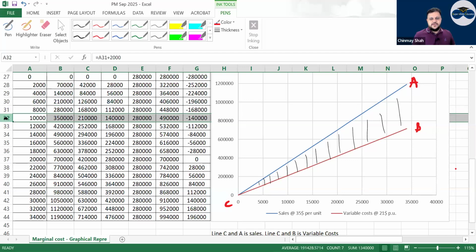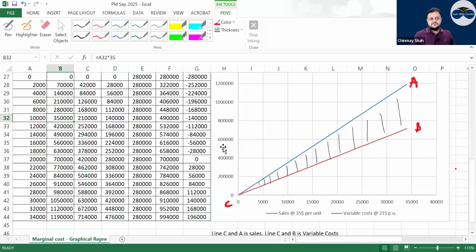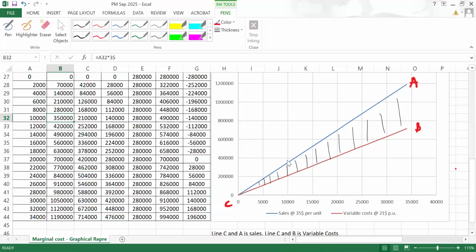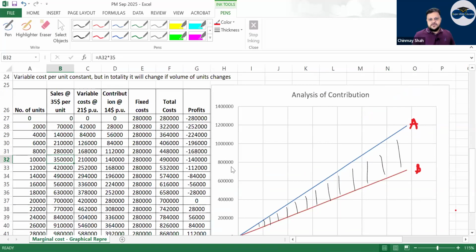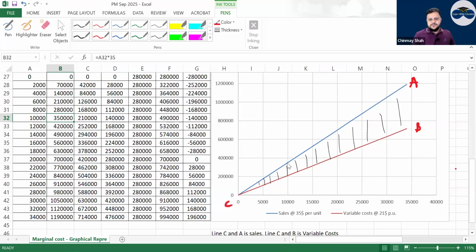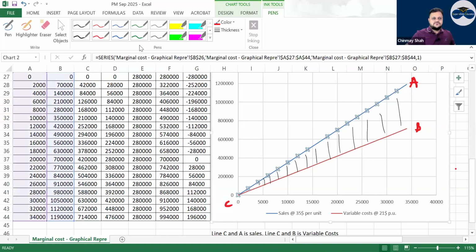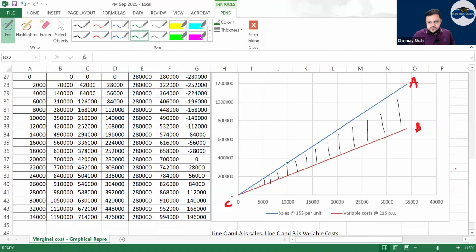At 10,000 units how much is the sales? Tell me. 350,000. This is the sales column. Correct. So come somewhere here, 350,000. Have a look. Here 350,000. A bit less than 400,000.